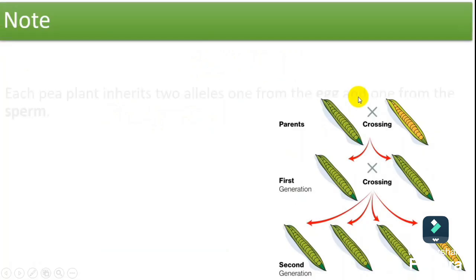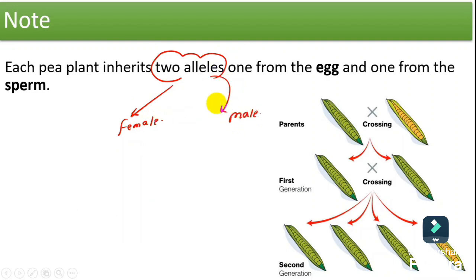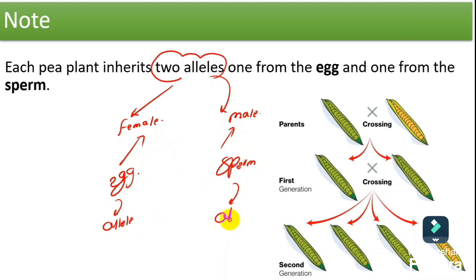And so on. Each pea plant inherits two alleles. Why two alleles? Because one of them is taken from the female and the other one is taken from the male. The female produces something called the egg, and we can take one allele from it. And the male produces something called the sperm, and we can take only one allele from it. So we have two alleles, and this can make the gene for us.